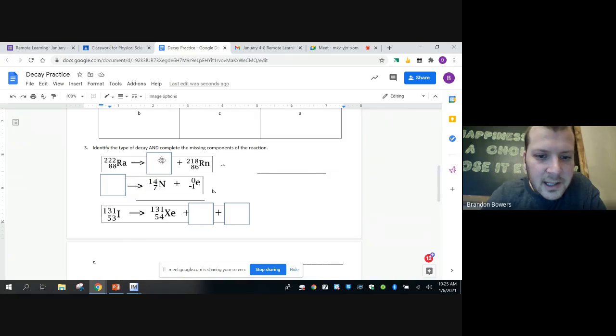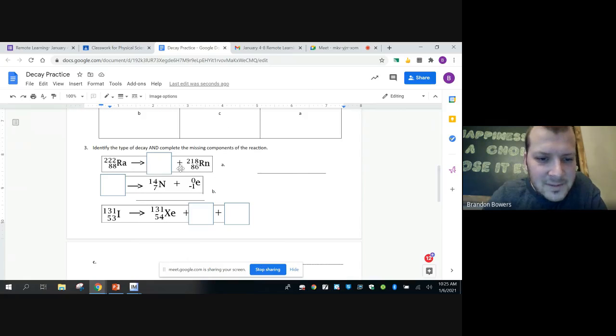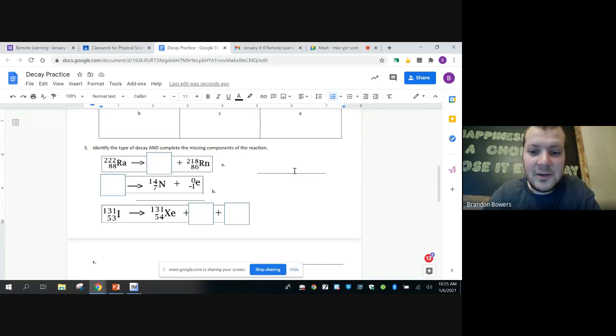And then here, you're going to solve for what's missing. Identify the type of decay and complete it. So A, what is missing here? Well, the top number goes down by 4, and the bottom number goes down by 2, so you know that has to be an alpha decay.